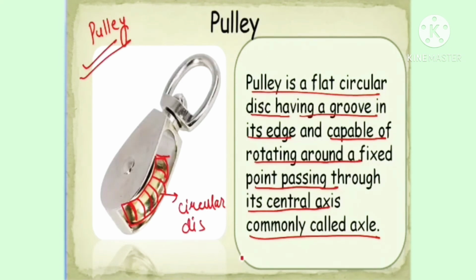It is capable of rotating. Now here you can see there is a nut, and that nut is in the center of the circular disc. This acts as the axle. This axle makes it possible for the groove to rotate around the axle. This system is defined as a pulley. Let's repeat the definition, students. A pulley is a flat circular disc having a groove in its edge and capable of rotating around a fixed point passing through its central axis, commonly called the axle.